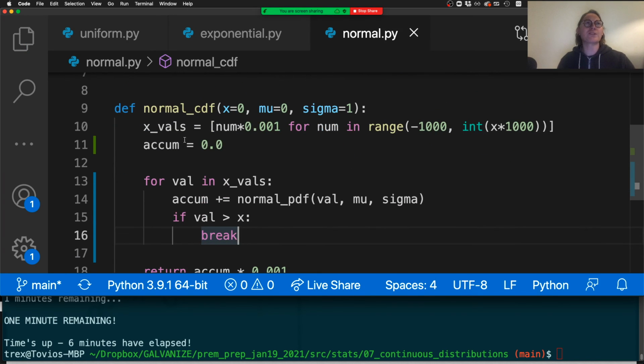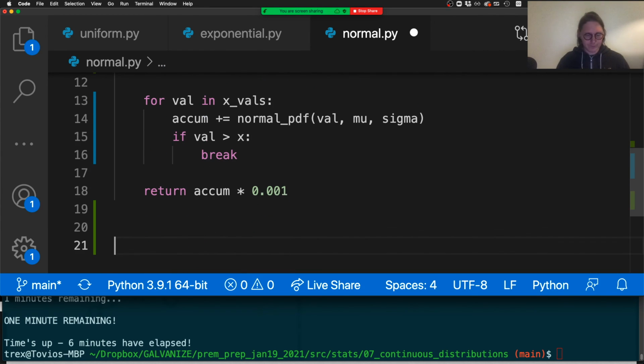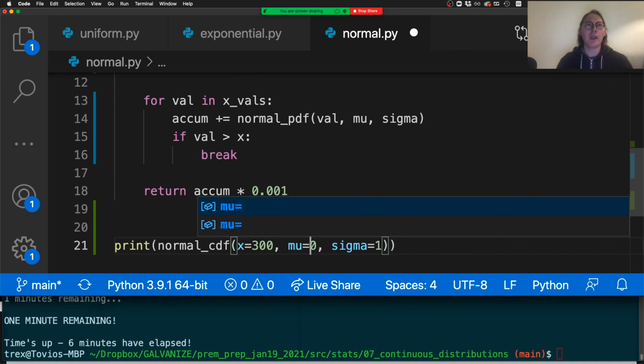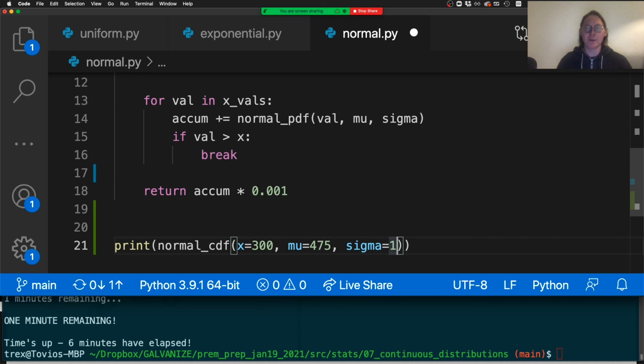Okay, so let's put in the values that we saw for that SAT problem. So this is just what x was, 300, right? Score of less than 300, and then mu was 475, and sigma was 98.